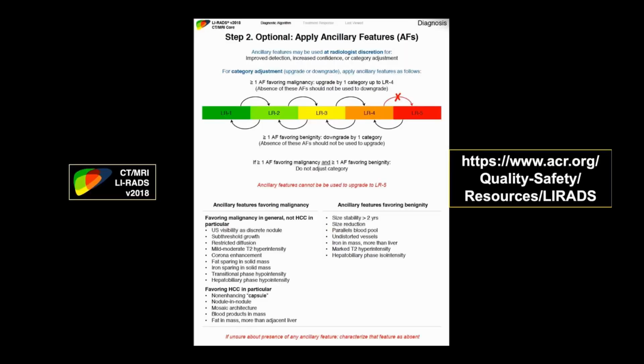So if you tuned into the last few courses, you've been introduced to ancillary features and their use in the LI-RADS diagnostic algorithm. As you can see from this page, out of the core document for CT/MRI LI-RADS, applying ancillary features is step 2 in a 4-step process of arriving at a final LI-RADS category for hepatic observations. The core document, along with other LI-RADS documents, are available for free download at the website indicated here.